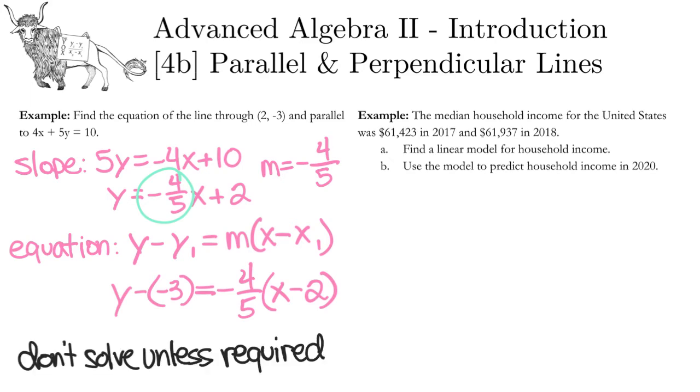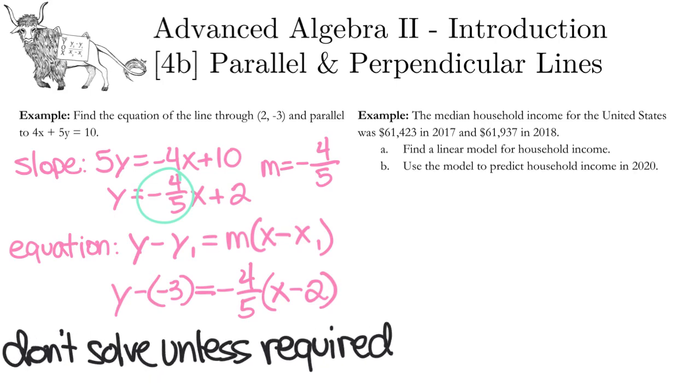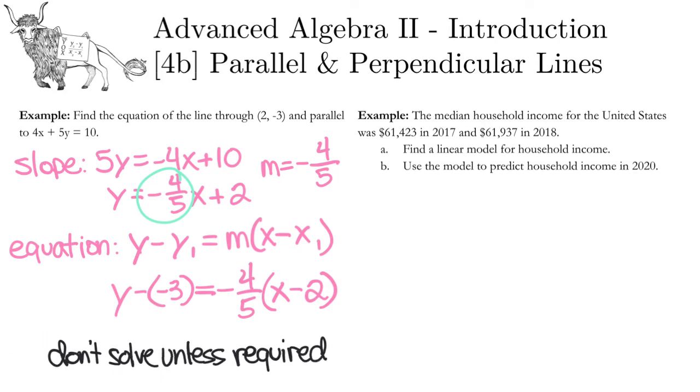And I'll leave the equation in that form because I wasn't asked to solve for y or put it in slope-intercept form. But if I was trying to compare my answer to an answer that's in slope-intercept form, then I would solve for y. By the way, if this example asked us for the perpendicular line as well, or instead, then the slope of that perpendicular line would be positive 5/4, and then we would take the same steps to write the equation of the line.